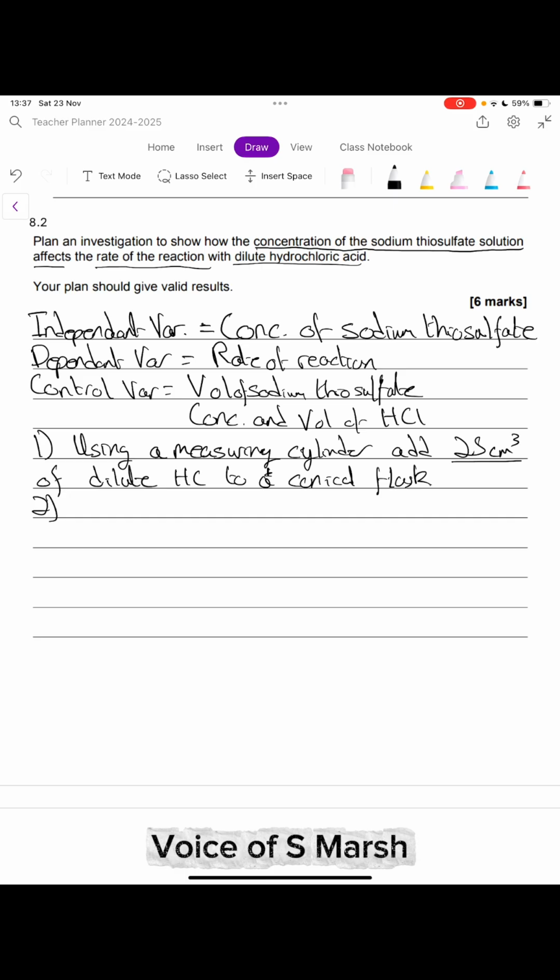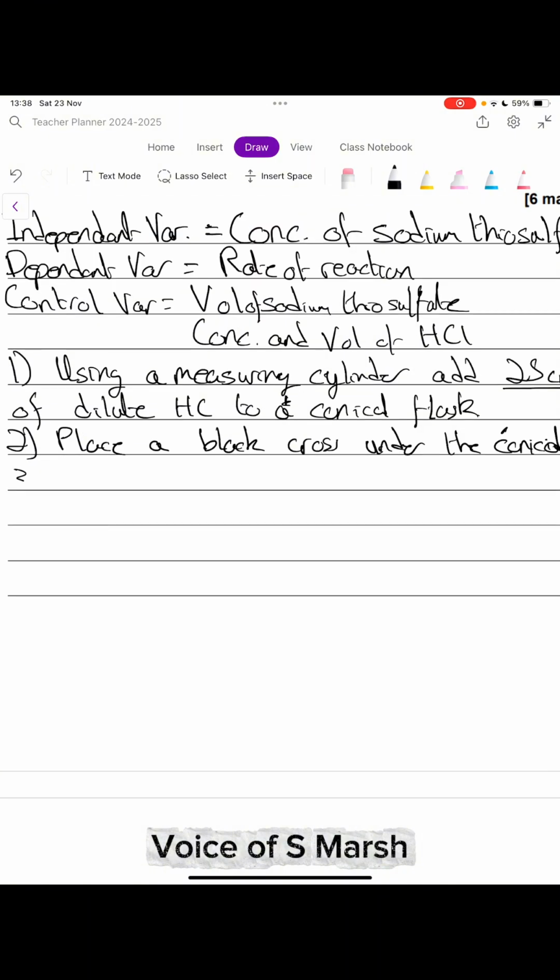Step 2. Now this is how we're going to measure the rate of reaction. Again, it's part of the core practical. The way we measure the rate of reaction is we have a subjective view of whether or not a cross has disappeared. So we place a black cross under the conical flask. So now we're ready to start the reaction.